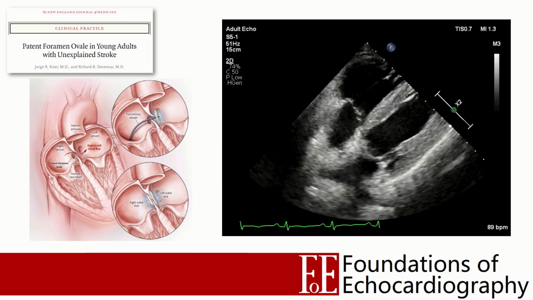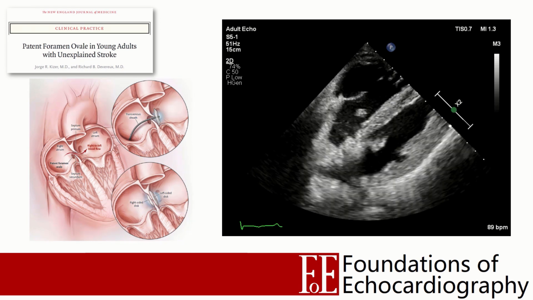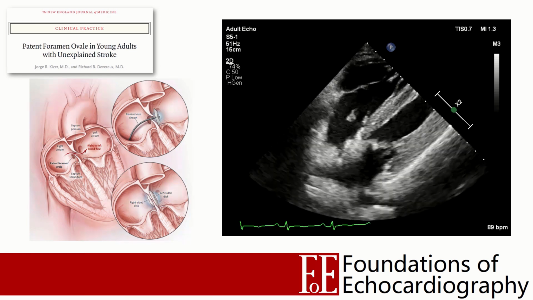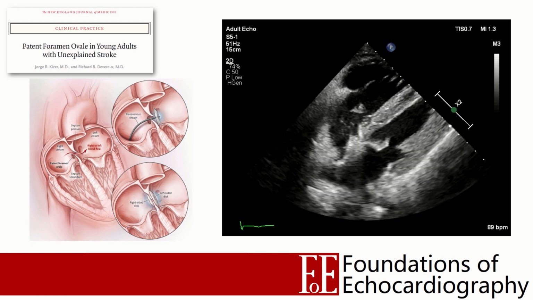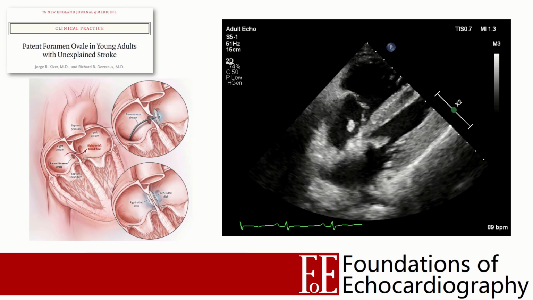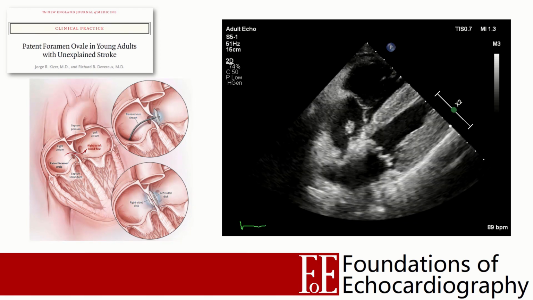In this next example, colour could be used to demonstrate flow between the atria. So this subcostal clip is taken from an elderly man who presented following collapse, and whose non-contrast CT head demonstrated ischemic stroke, and a CTPA demonstrated a massive pulmonary embolus. And that combination should always make you think about intracardiac shunts.